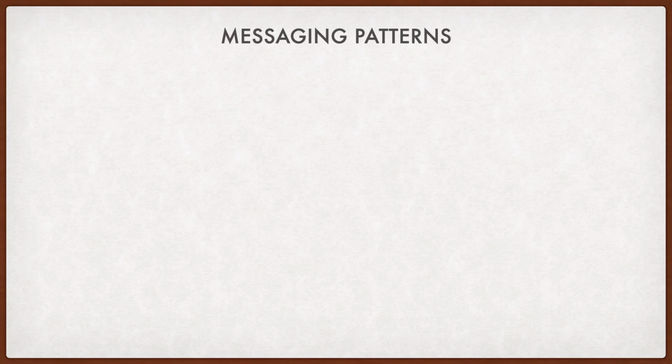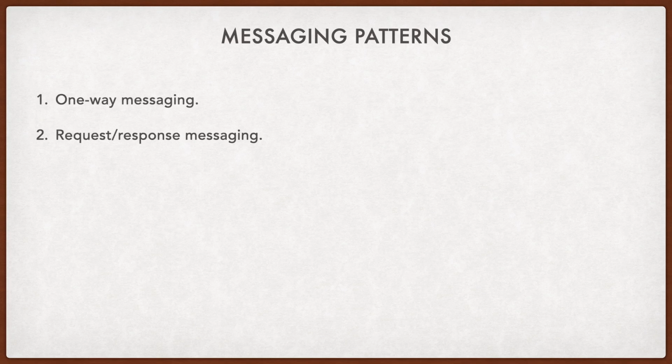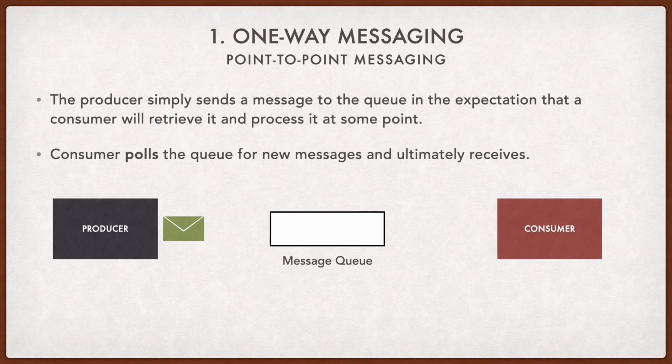Distributed applications typically use message queues to implement one or more of the following basic message exchange patterns: one-way messaging, request-response messaging, and broadcast messaging. Let's look at the first one, one-way messaging, also known as the point-to-point messaging style. The producer simply sends a message to the queue in the expectation that the consumer will retrieve it and process it at some point. The consumer polls the queue for new messages and ultimately receives them.